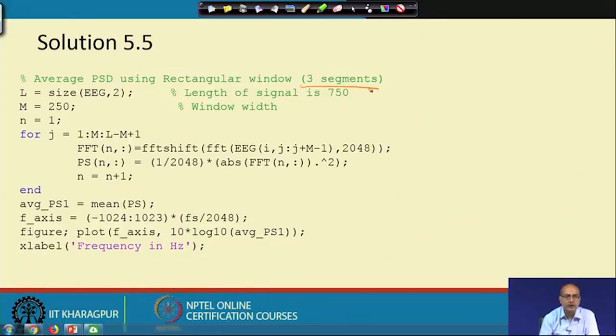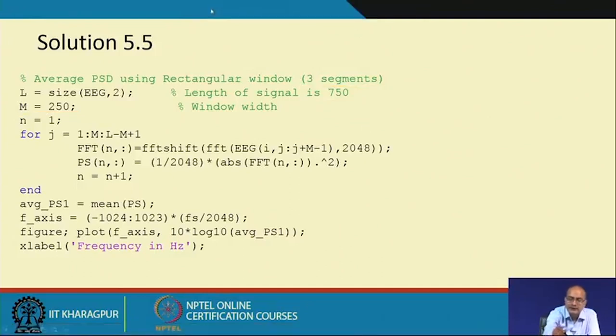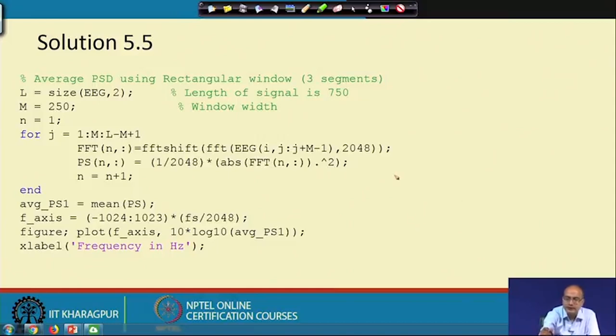Starting with 3 segments. So, how do we do that? We divide the signal into 3 parts. We are taking a length of 750, the total length is 750. So, the length of each of the 3 segments would be 250 each. Okay. So, we calculate the FFT and take the average. Okay. So, with that we can get the output. Let us see what we get.